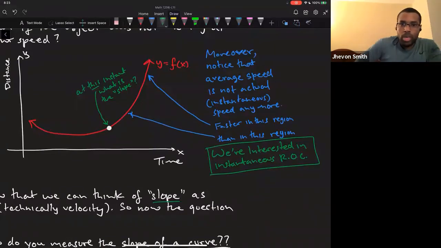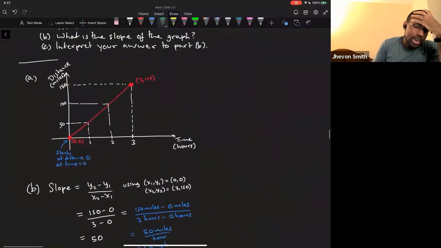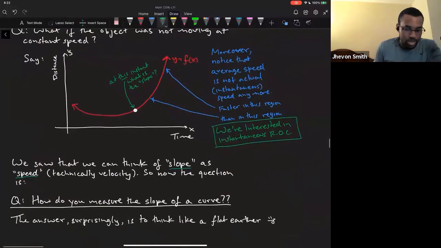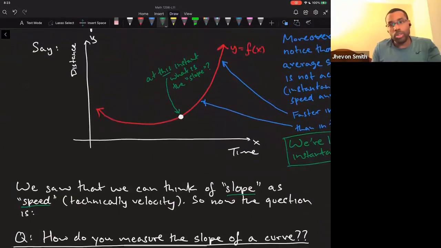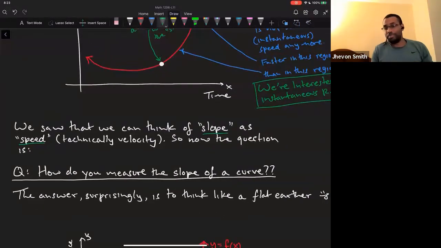Because slope is a word that we use for straight lines. But the idea is the same. If there was a way to generalize the notion of slope, that's what I would be interested in. Why? Because in the simpler case, that worked out to be equivalent to speed. I'm going to assume that it can be equivalent to speed here. And so the question is, how would you find the slope of a curve? And the answer, surprisingly, is to think like a flat earther. It's a little bit of a joke, but I'm kind of serious.